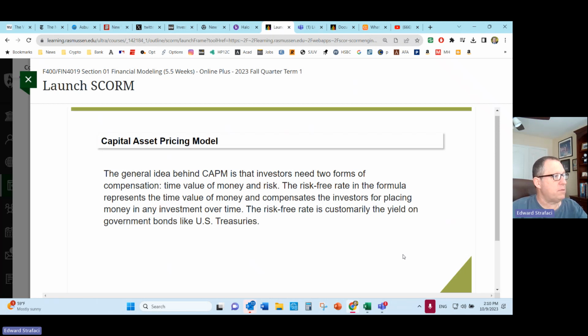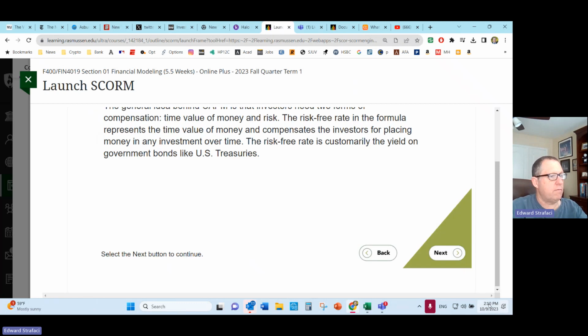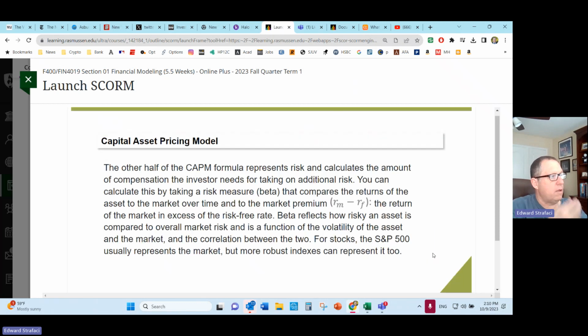The risk-free rate in the formula represents the time value of money and compensates the investor for placing money in any investment over time. Okay, and we said that the risk-free rate is, generally speaking, the U.S. Treasury. The other half of the capital asset pricing model formula represents risk and calculates the amount of compensation the investor needs for taking on additional risk. You can calculate this by taking a risk measure that compares the returns of the asset to the market over time and the market premium. So the risk of the market minus the risk-free rate is the market premium. It's the extra return you get for investing in the market, the return of the market in excess of the risk-free rate.